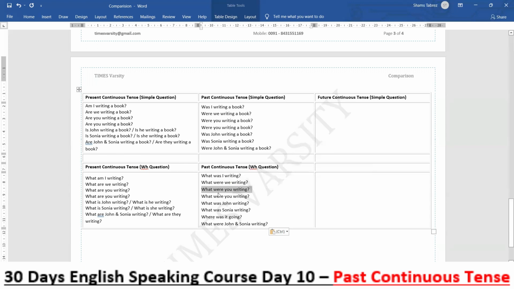So if you make a change in the helping verb, based on the helping verb, the sentence will be in present continuous tense or in the past. The remaining part, the pronouns and the ing form of the verb, remains same. Only based on the use of the helping verb, the meaning of the sentence changes. Okay, all right. So this is the comparison.